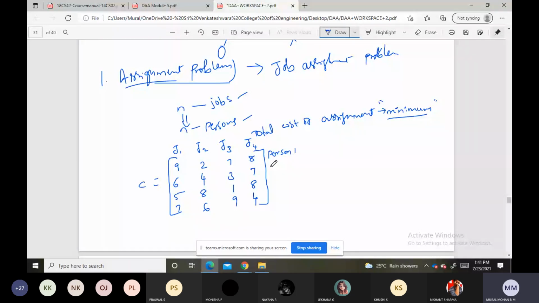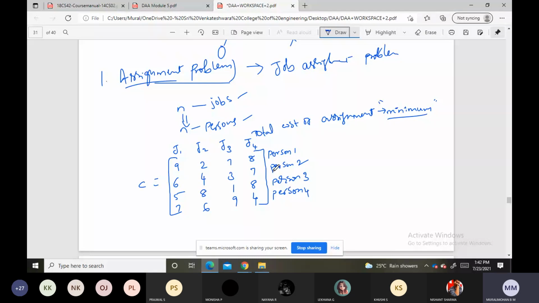Person 2, person 3, person 4. You just observe here. So 4 jobs are there and 4 persons are there.